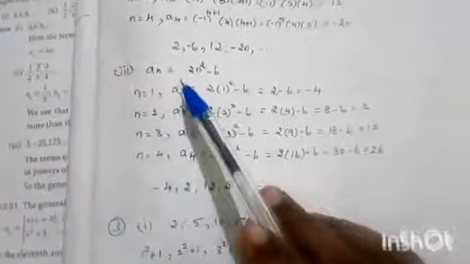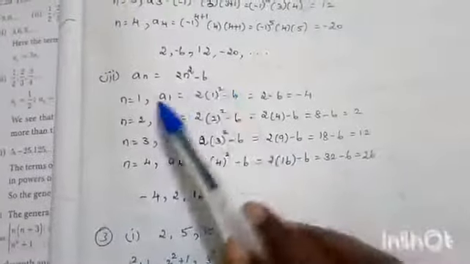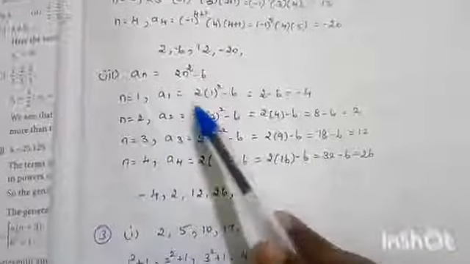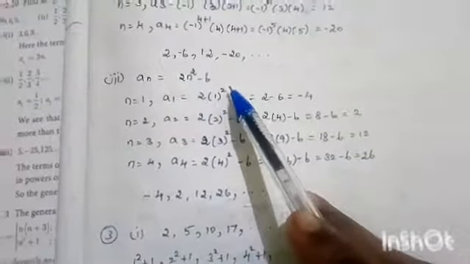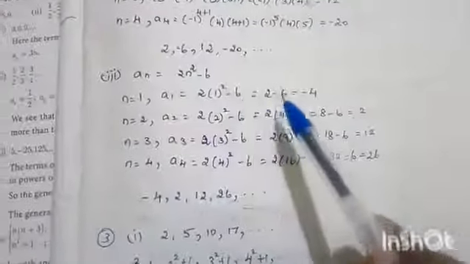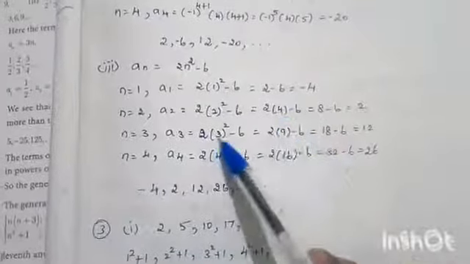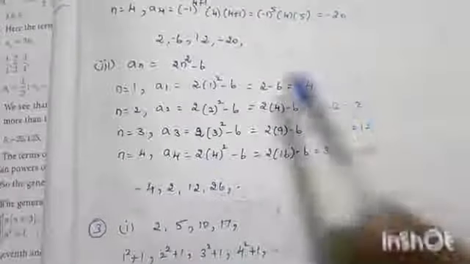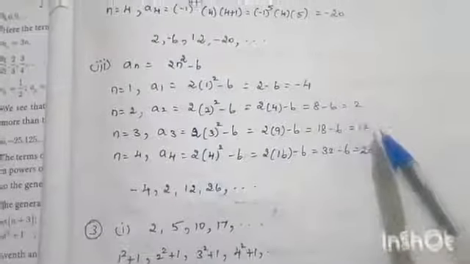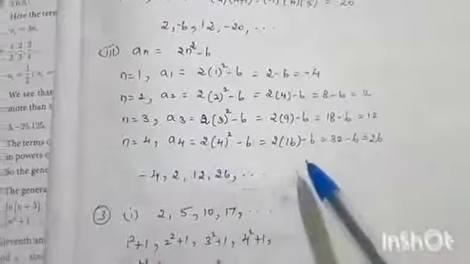The third problem, a_n equals 2n square minus 6. Here also, the same way you have to substitute the values. 2 into 1 square minus 6, that is 2 minus 6, that is minus 4. For n value 2, 2 square is 4, then n value is 3. You have to simplify the same way. You get the answer minus 4, 2, 12, 26.